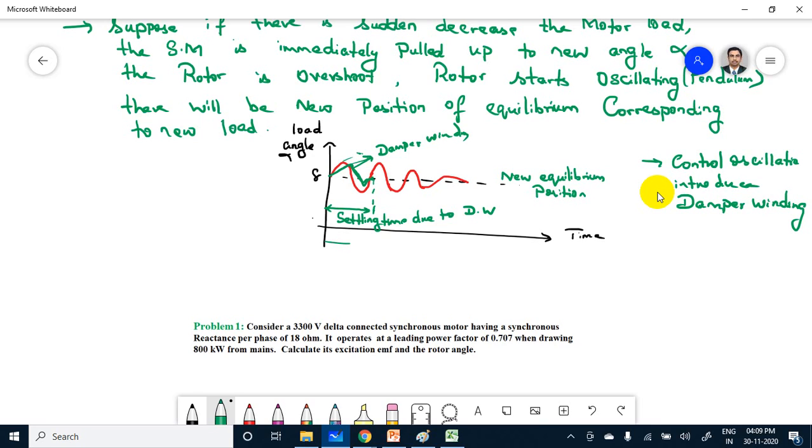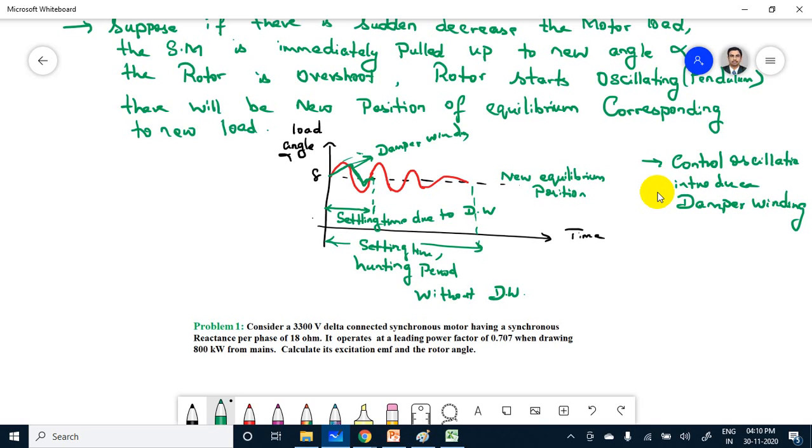And what happened without damper winding? This overall time period which we are marking here is the settling time, or hunting period, without damper winding structure. So to minimize this red color line, I am introducing the damper winding in the stator. Stator means armature winding. We are adding an additional winding, that is nothing but damper winding.